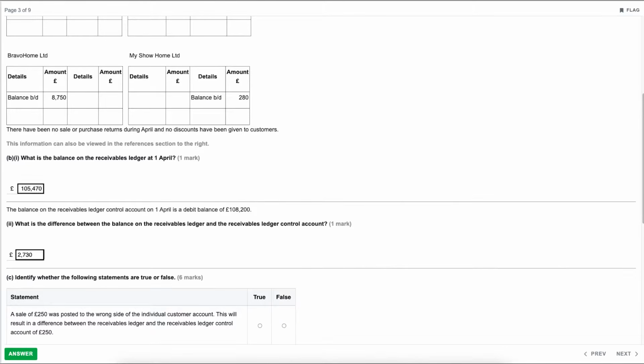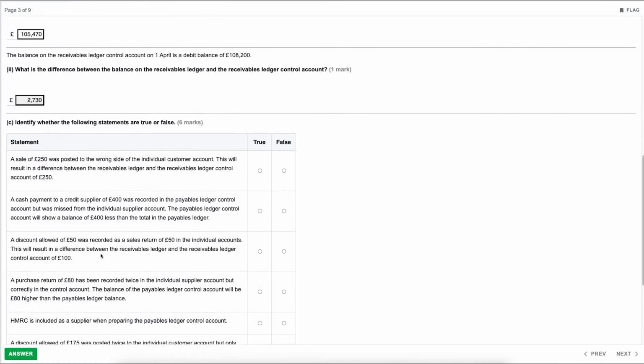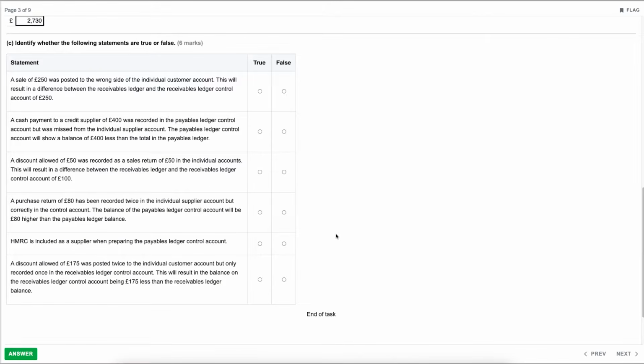So now that we've entered that in, let's move on down to part C. So part C then, identify whether the following statements are true or false, and this is 6 marks, so 6 statements, 1 mark for each. A sale of £250 was posted to the wrong side of the individual customer account. This will result in a difference between the receivables ledger and the receivables ledger control account of £250.